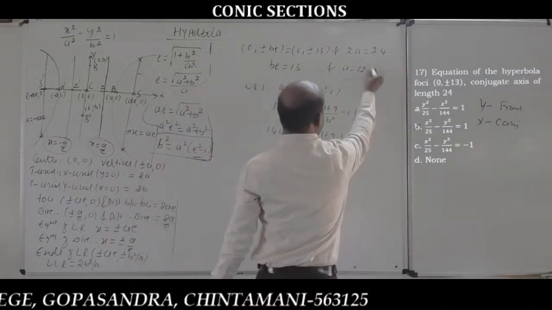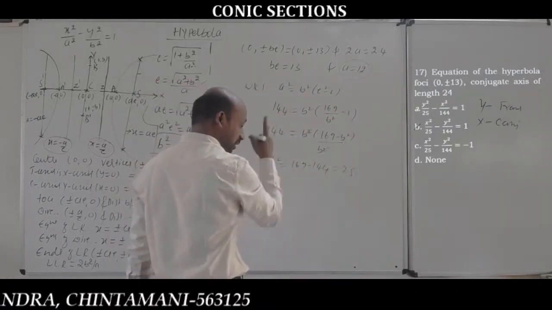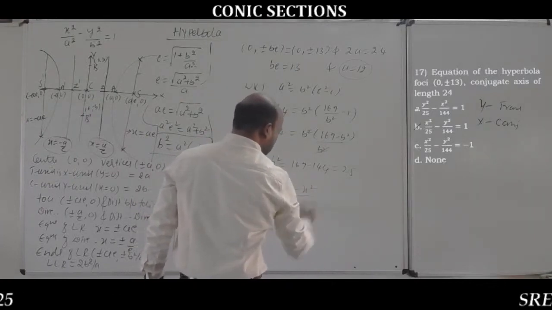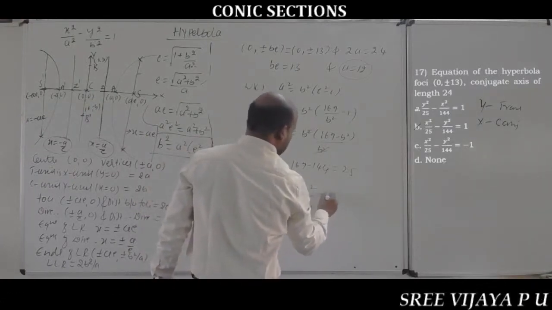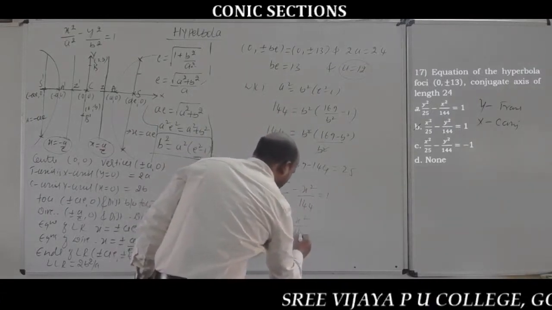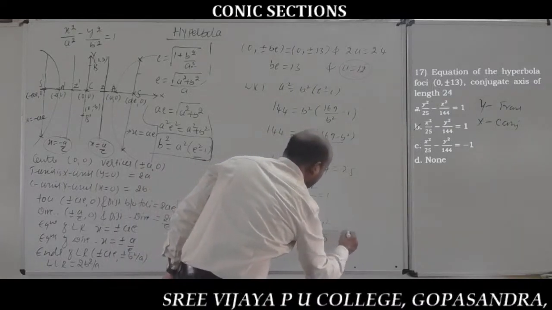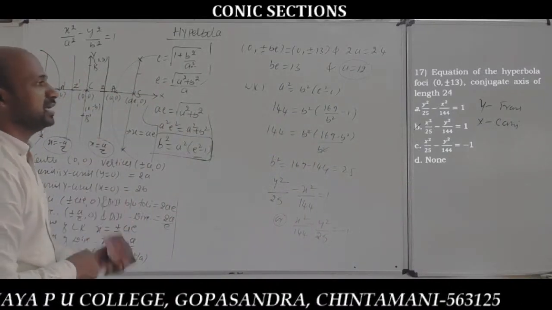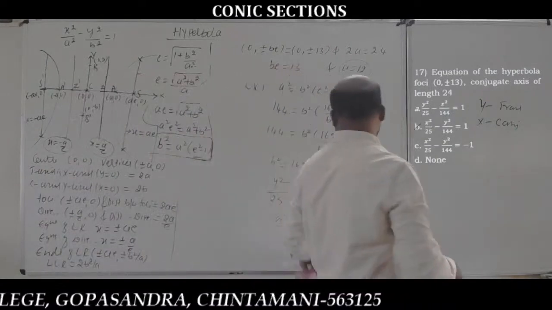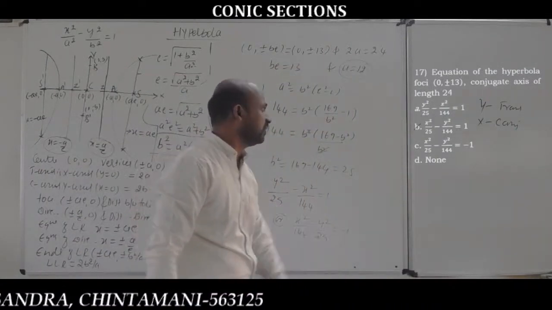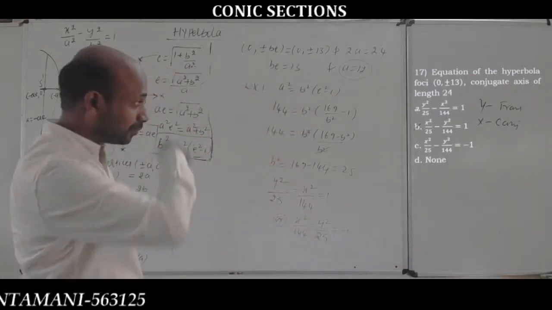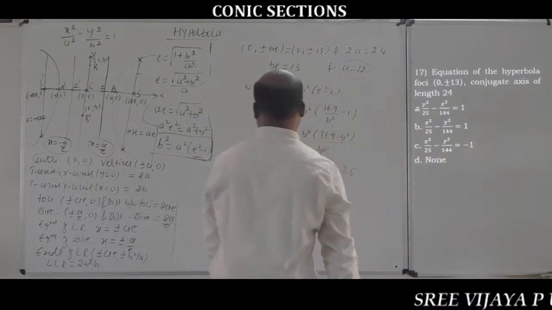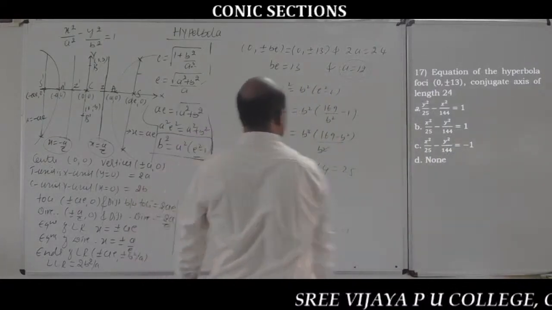So here a is 12, a square is 144. The conjugate hyperbola is y square by b square, that is 25, minus x square by a square, a square is 144, equals 1. Or you can write it as x square by 144 minus y square by 25 equals minus 1. Okay, move to the next one.